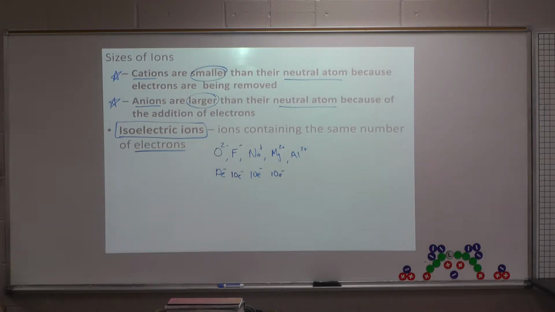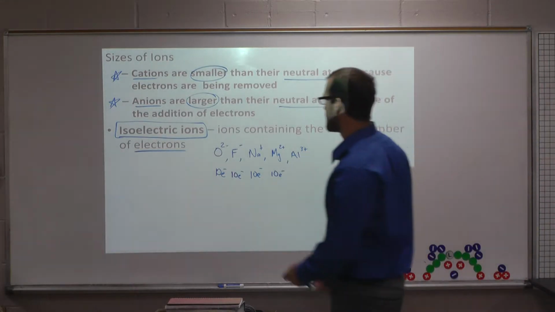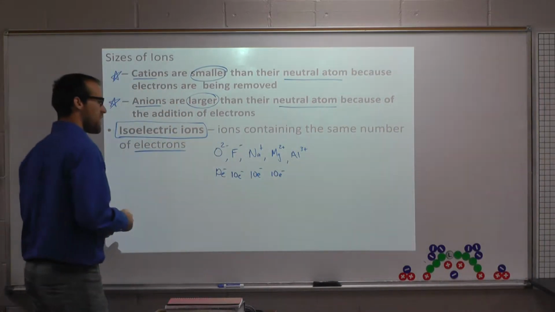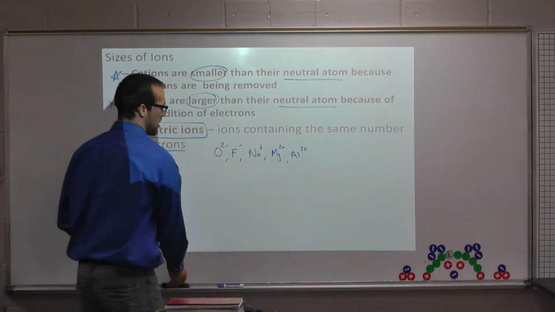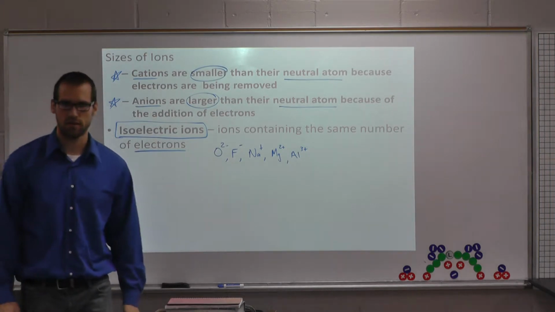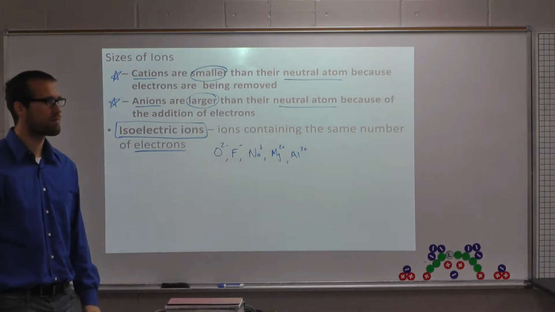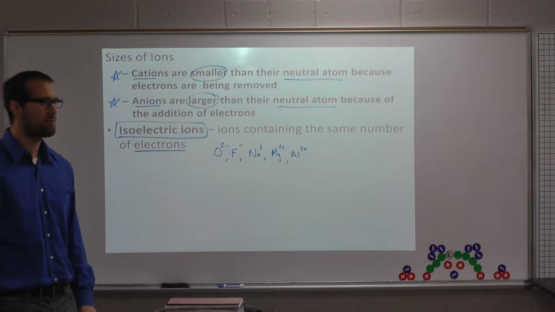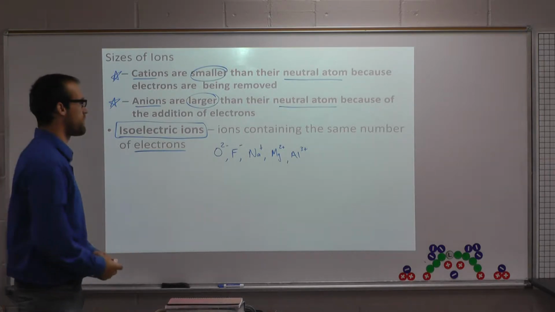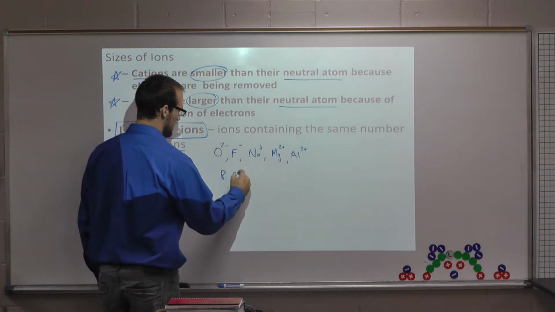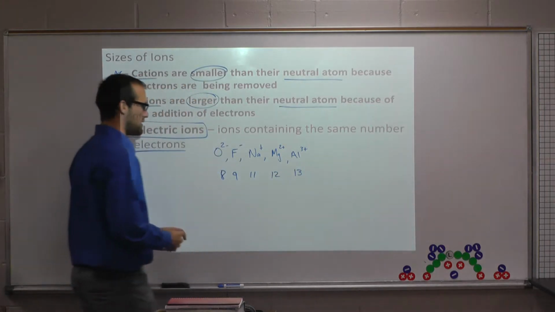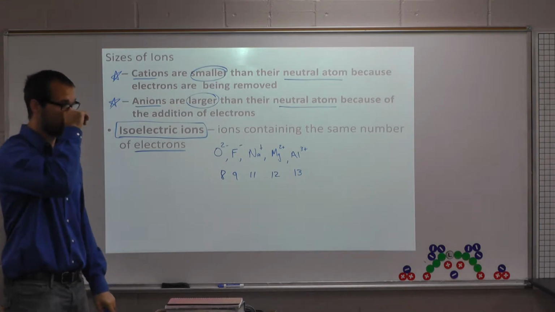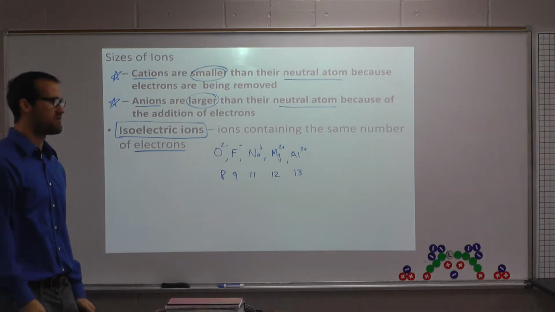So if I were to try to figure out the size of an isoelectronic ion series, what would I be looking at to determine which one would be the biggest and which one would be the smallest if they all have the same number of electrons? Yep. Okay, so let's identify protons. We have 8 protons, 9 protons, 11 protons, 12 protons, 13 protons. All the same number of electrons. So which one is going to be the smallest radius?